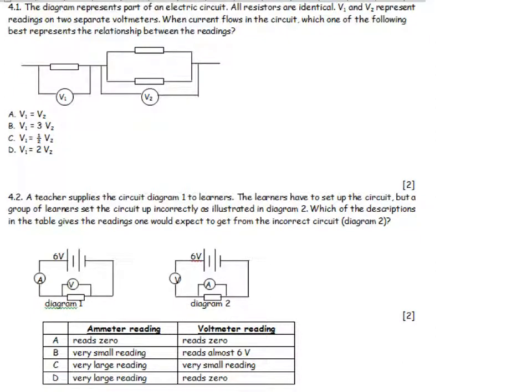This diagram represents part of an electric circuit. All resistors are identical. We've got V1 and V2, and they're showing separate voltmeters. When current flows in the circuit, which one of the following represents the relationship between the two voltmeters? Now, with all of these multiple choices on electricity, you need to think quite carefully.